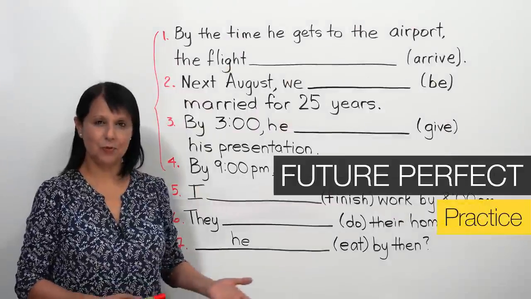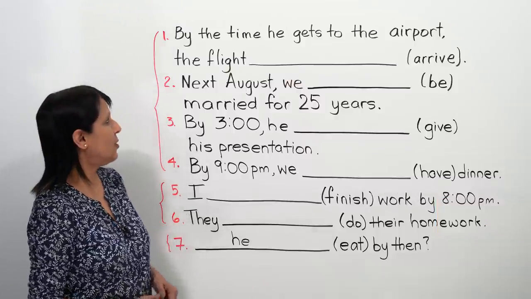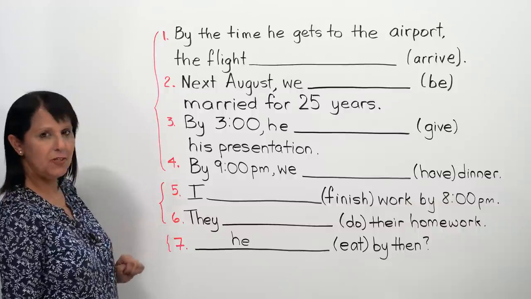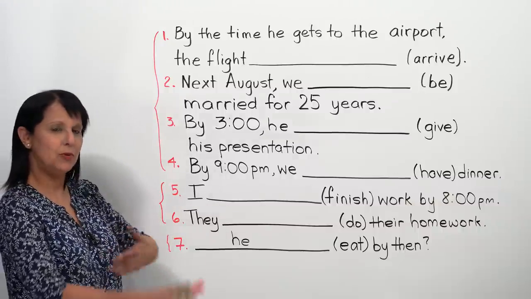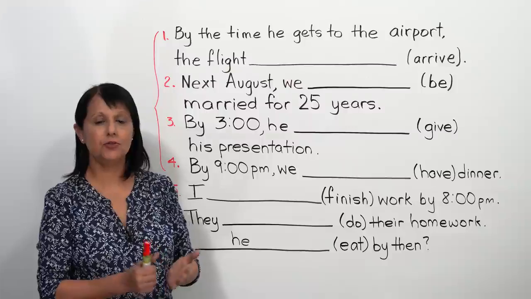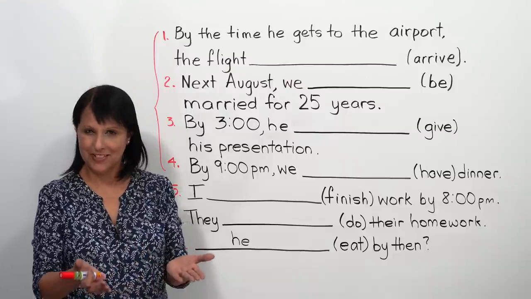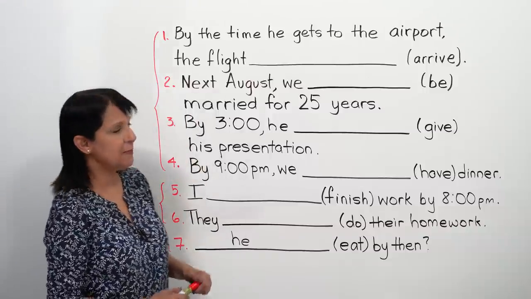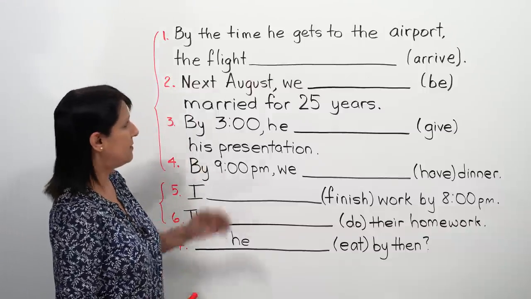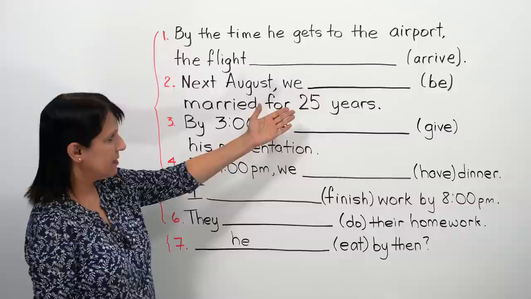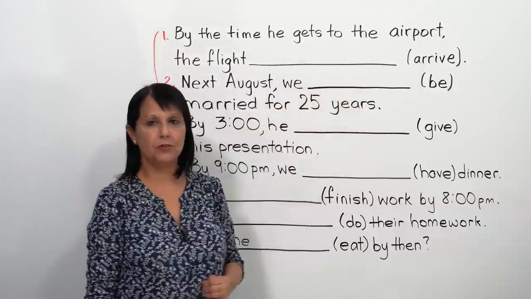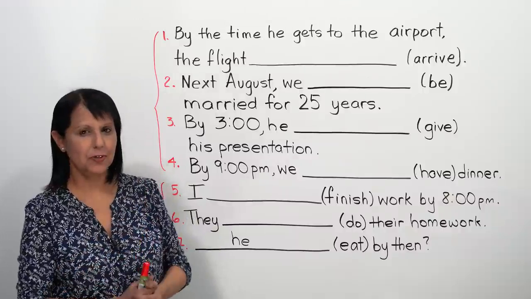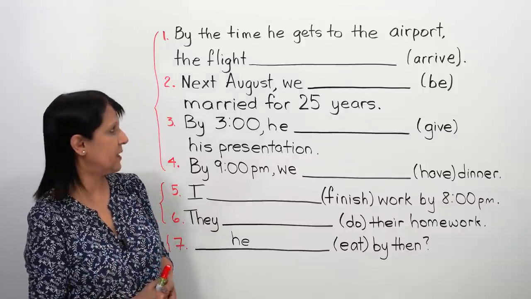Now, let's practice what we've been learning. So, we're going to take some positive sentences, some negative ones, and one question. And we're going to change them all into the future perfect tense. All right, number 1. By the time he gets to the airport, the flight, we want you to use the verb arrive. So how can you express that in the future perfect?